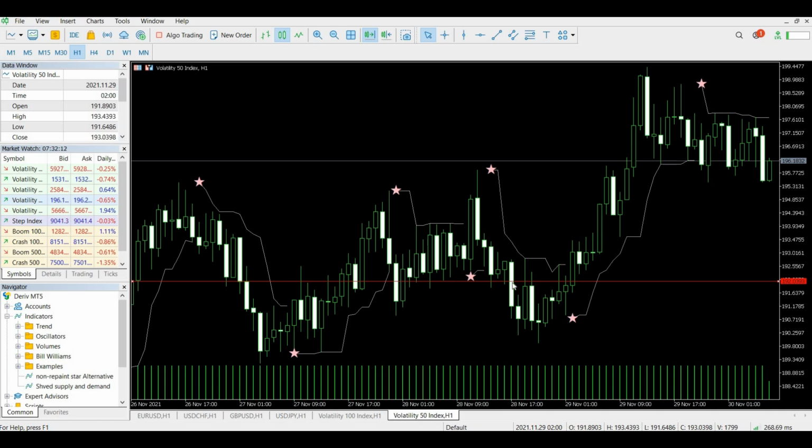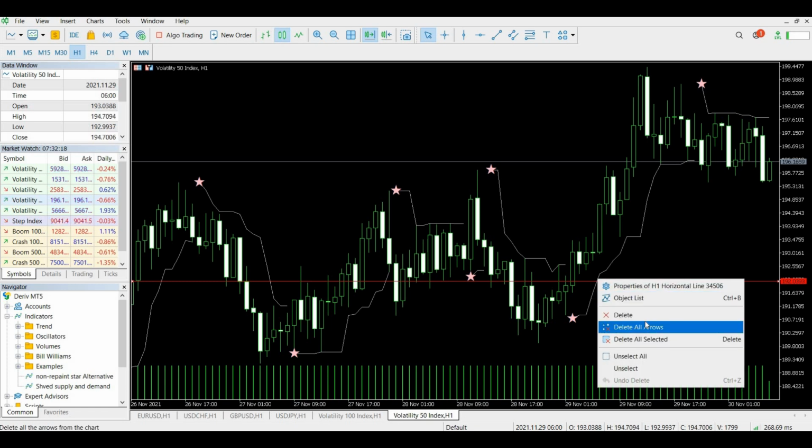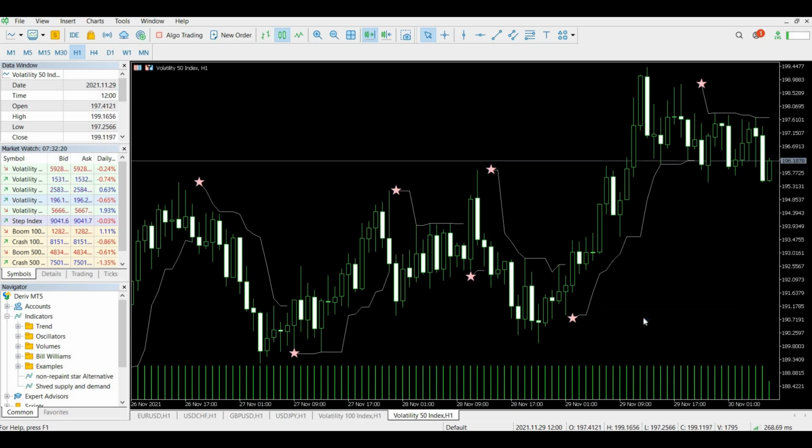So that's why I'm not the biggest fan of this non-repaint system, but it does work for some people. I mean, if you are a scalper, it would give you the best results when you are using it just to enter and exit at the same time.